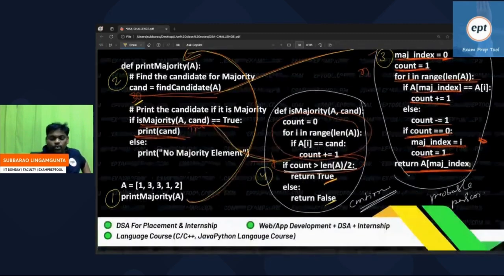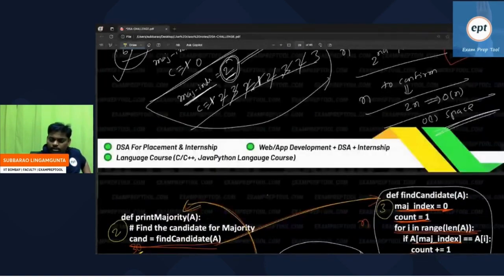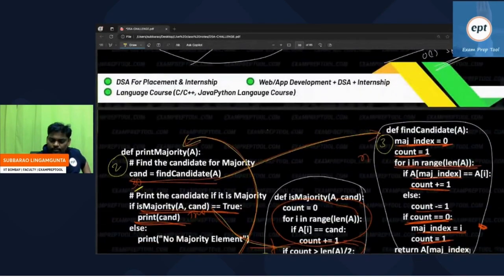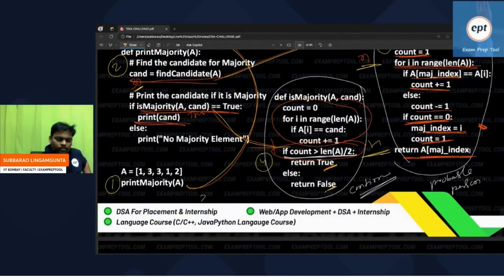Time complexity is only order of n. I already explained. This one will take n time. This also will take one more n time. So total 2n, which is order of n. This is for time complexity. Space complexity, I am not taking anything extra.